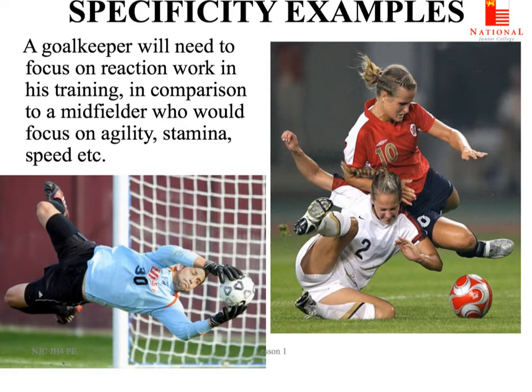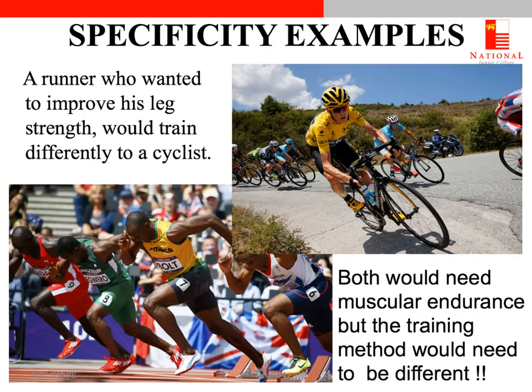So even though both are working on agility, the type of training they do is quite different. This is specificity. Basically, what does it mean? When you come up with a training program, you have to come up with specific drills or specific targets in mind that help to target the nature or the demands of the athlete in that sport.